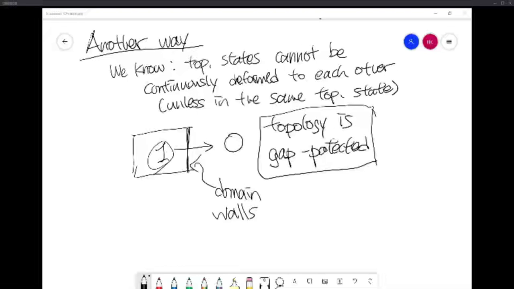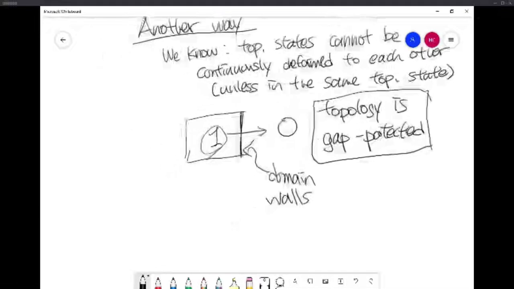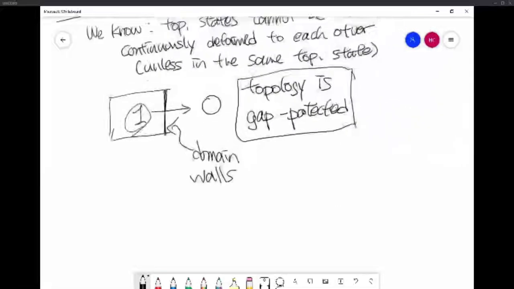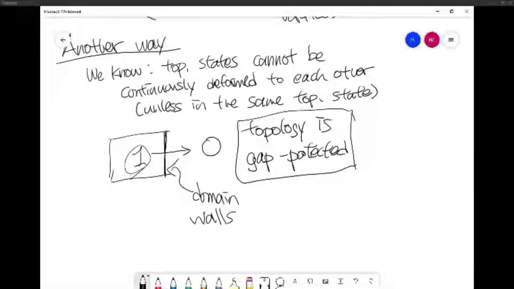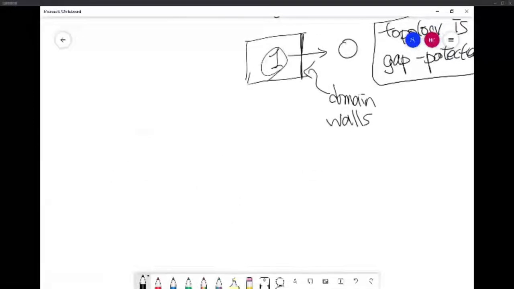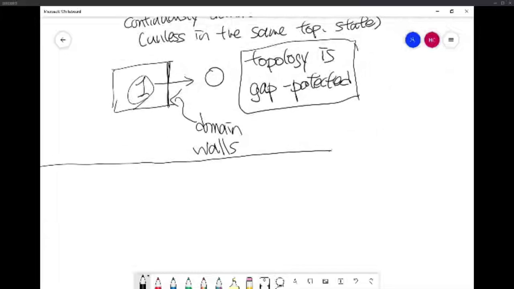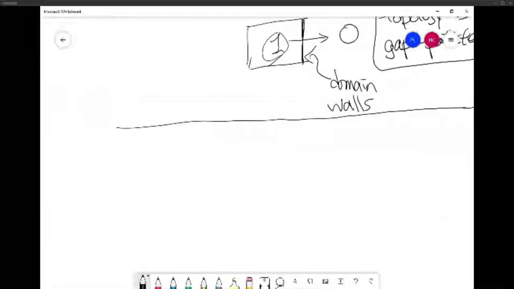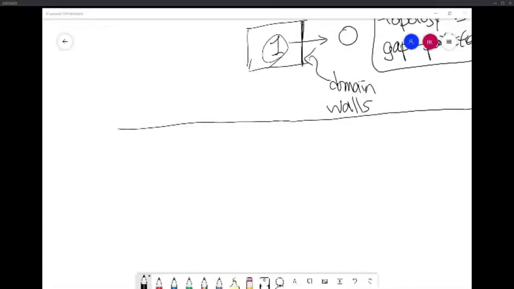Okay, so I think that's all I'm going to talk about. I'm not going to talk about fractional quantum Hall, because that's another can of worms, but I'm going to stop here for the quantum Hall portion. If anybody has any questions, go ahead and ask.